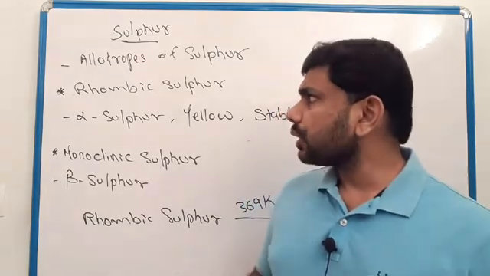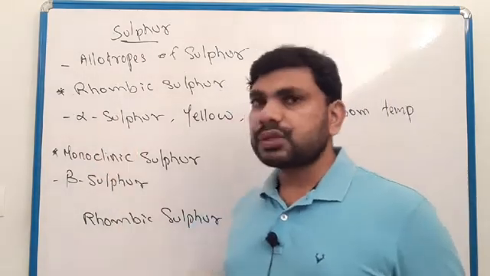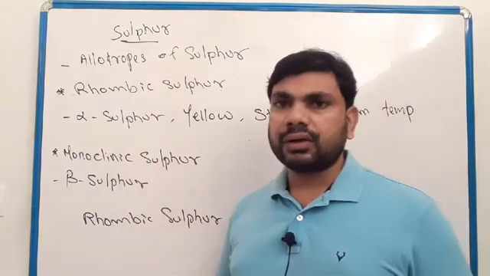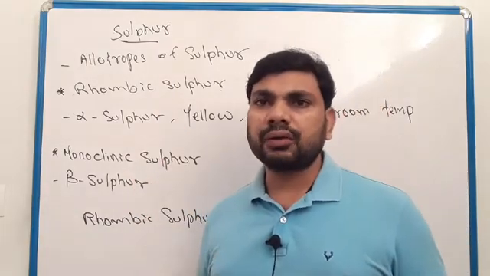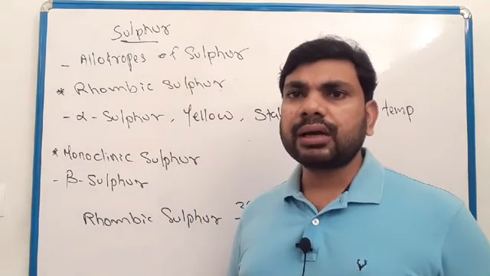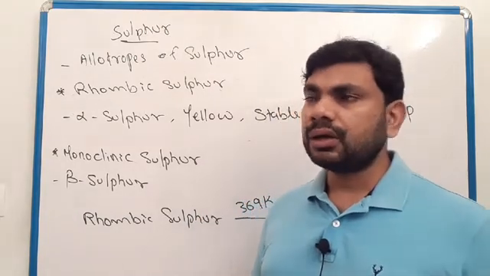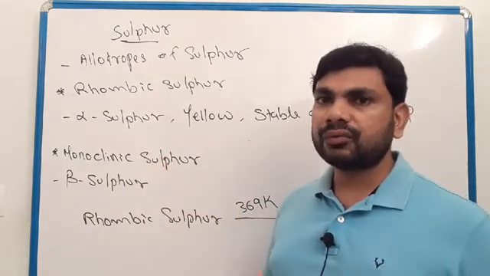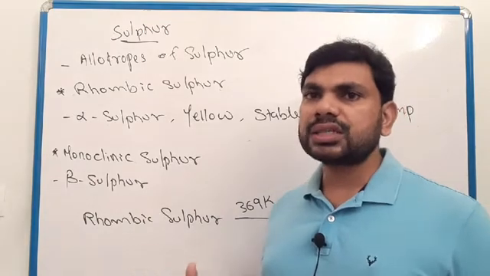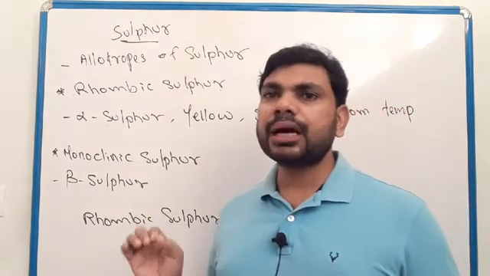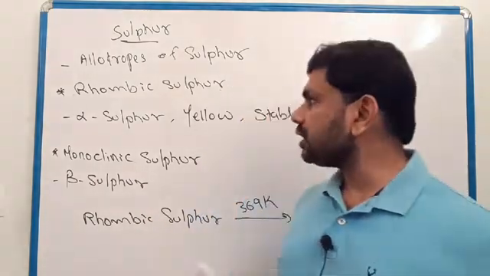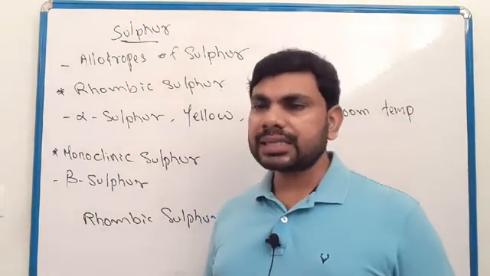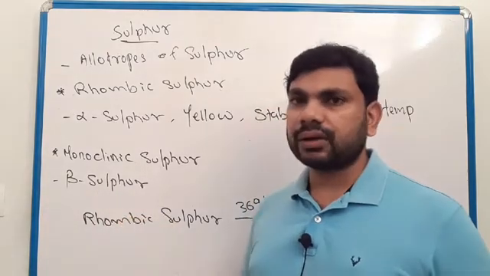So here, look. These are the allotropes of sulfur: rhombic sulfur and monoclinic sulfur. Rhombic sulfur is also called alpha sulfur. It is stable at room temperature, and it is yellow in color.